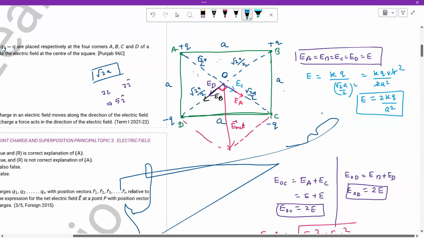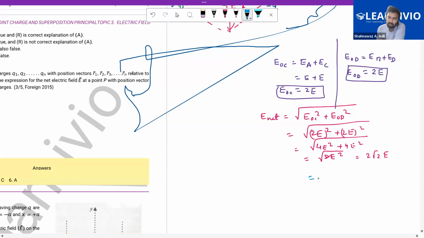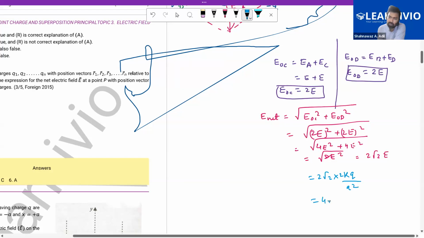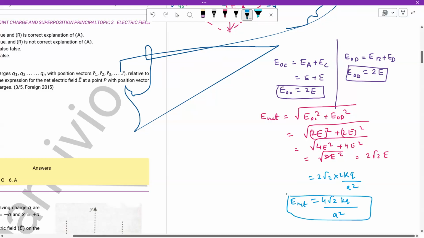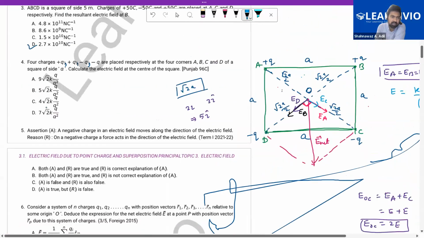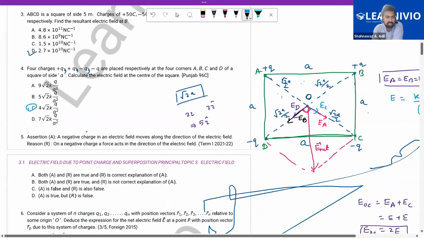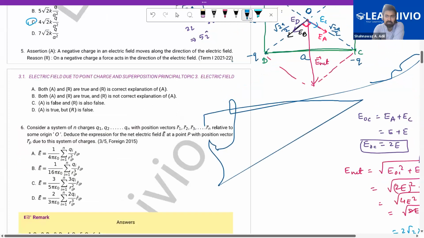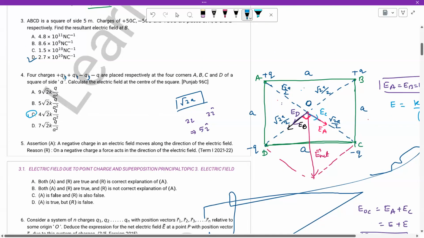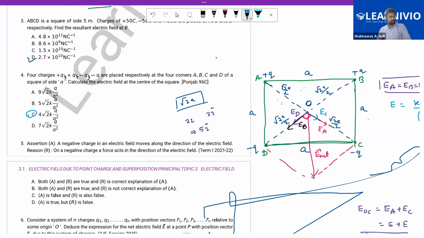So I can put this value in here. This would be 2 root 2 and 2kq by a square. So this is 4 root 2 kq by a square. That would be the answer, right? Okay. And what are the options we have? So 4kq by 2c. 4c. Clear? Okay, sir. So note down the question and practice this question on your own as well. That will give you confidence in your calculation.